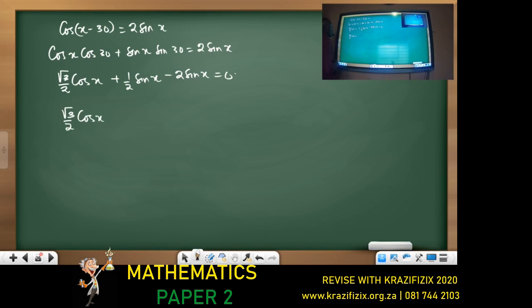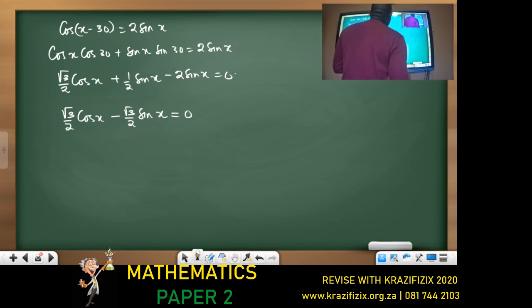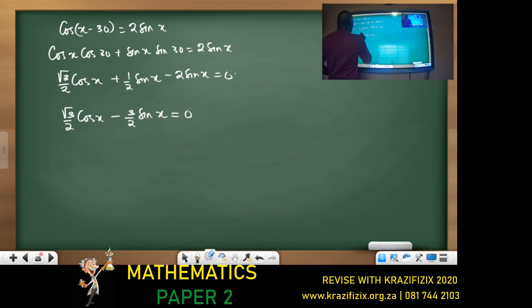Cos x. Now, half minus 2 would be what? Negative root 3. Alright? So, understand what I did there. It's like saying half x minus 2x. We're going to get negative, is it root 3? Negative 3 over 2. Not root 3. Negative 3 over 2. Let's clean that quickly. It's negative 3 over 2.